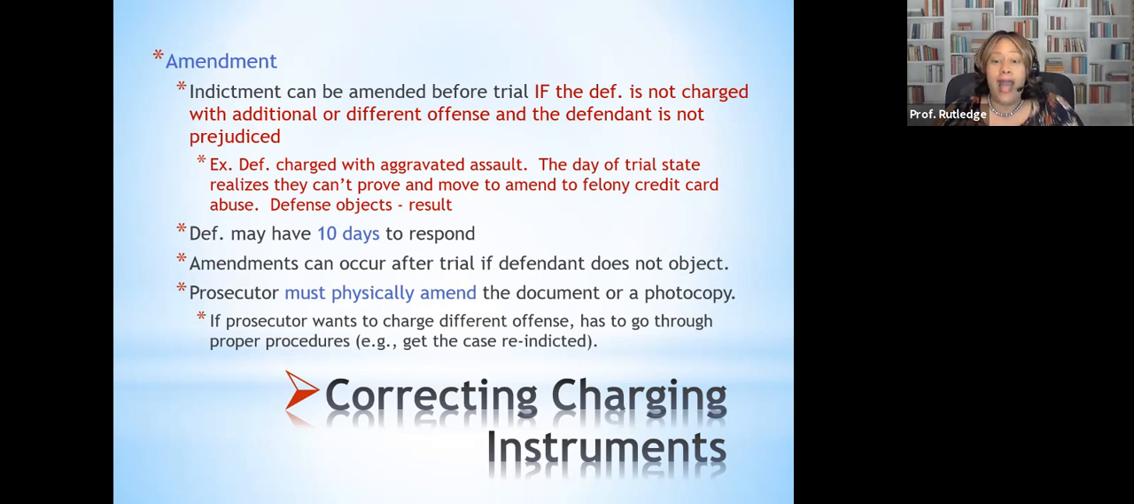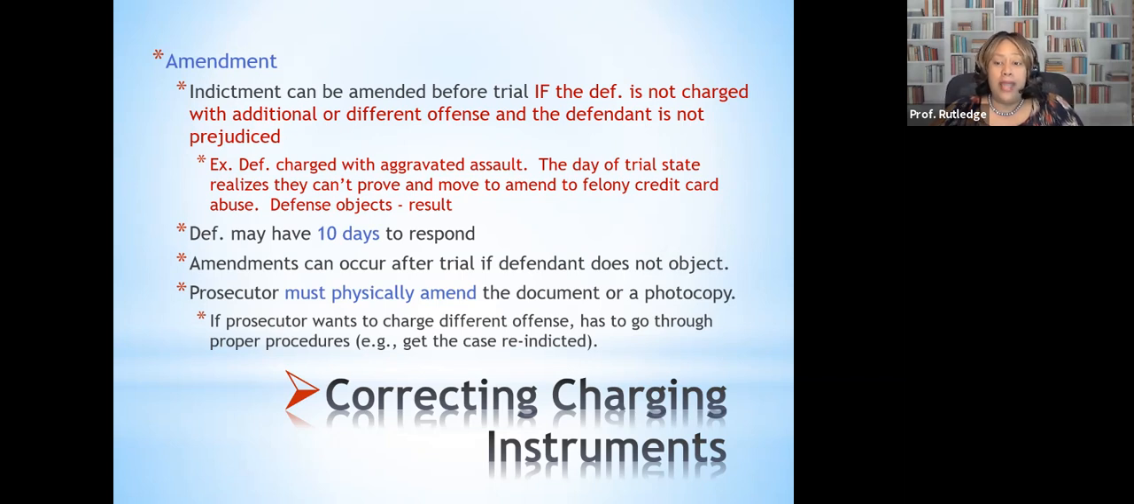If it is a valid amendment, right, and it doesn't charge you with an additional or different offense, and you just want to amend to correct a spelling of someone's name, or you want to say it wasn't an unknown object, it's actually a baseball bat. We know that now. You can do those kinds of things to change it. The defendant automatically, whether the judge likes it or not, gets 10 days to respond. So it's basically an automatic continuance.